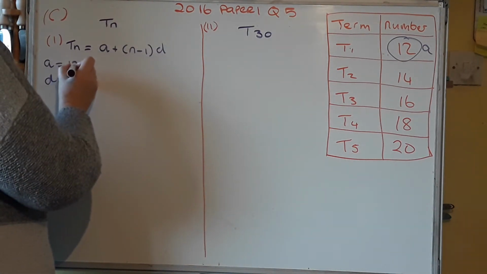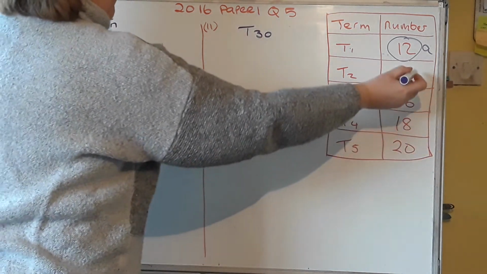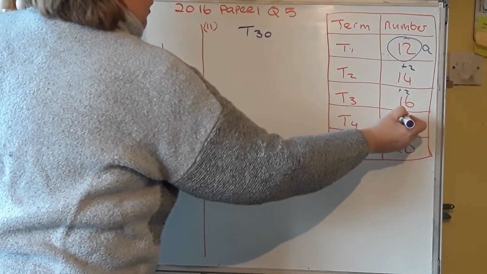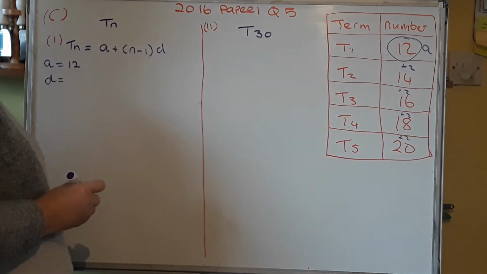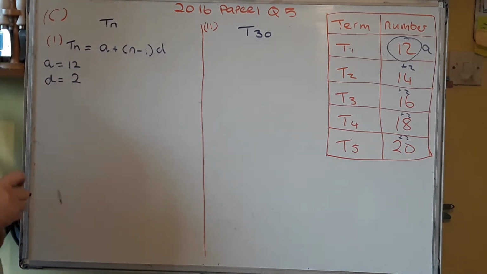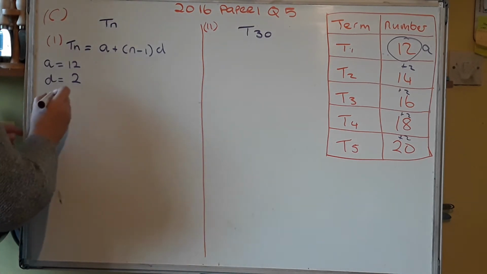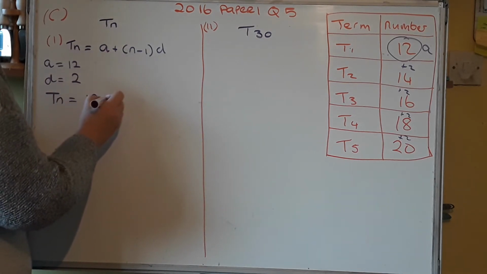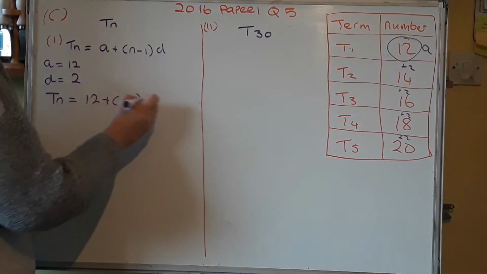So in this case, it's 12. And your D is how much it's going up by every time. And we already know that every time you're adding 2, so that is your difference. That's how much it's going up by, you're adding 2. So D is equal to 2. So now all we're going to do is put in 12 everywhere you have A, and put in 2 everywhere you have D. So now Tn is equal to 12 instead of A plus n minus 1 and 2 instead of D.